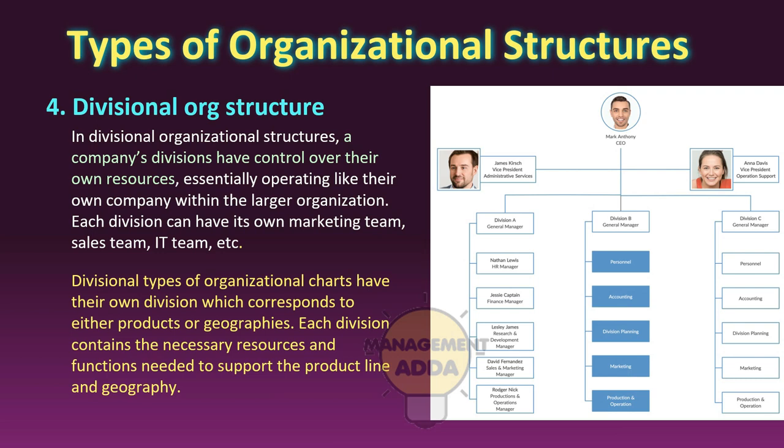it has multiple divisions and each division has its own marketing or sales team or IT team. They don't have to report everything to one executive, but they have their own executive for each division. And hence the task becomes more accurate and on time. Especially this kind of structure is important for a very large organization.